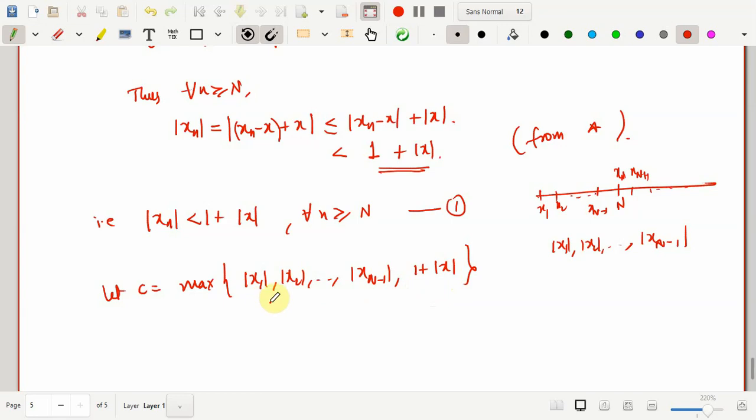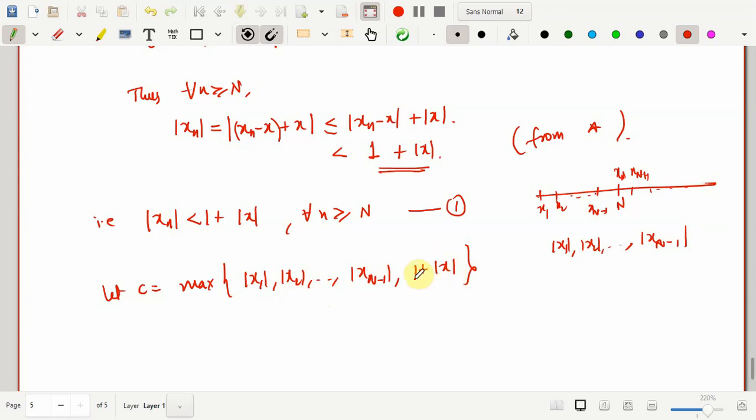And if I simply consider mod of x1, mod of x2 till mod of xn minus 1, it's going to have a maximum among those terms. So therefore, among these terms there is going to be a maximum, and all such terms mod of x1, mod of x2 till mod of xn minus 1 are going to be less than or equal to that maximum term. Okay, now I'm going to consider the maximum of these terms and the maximum of this term.